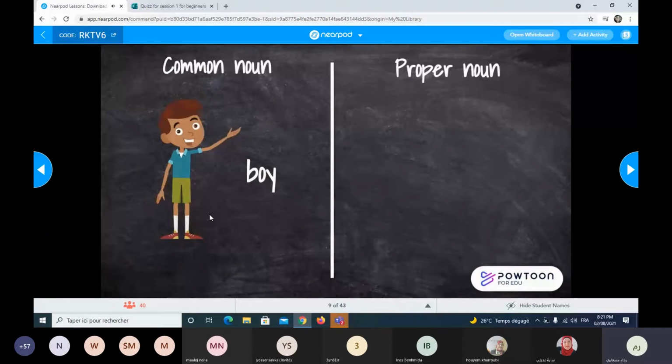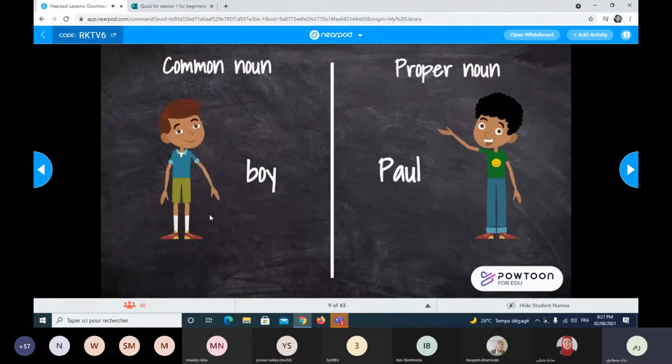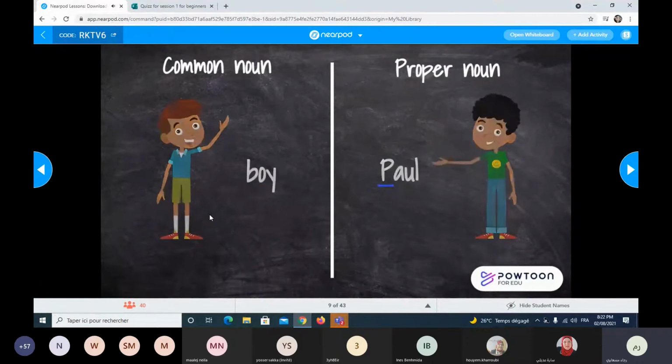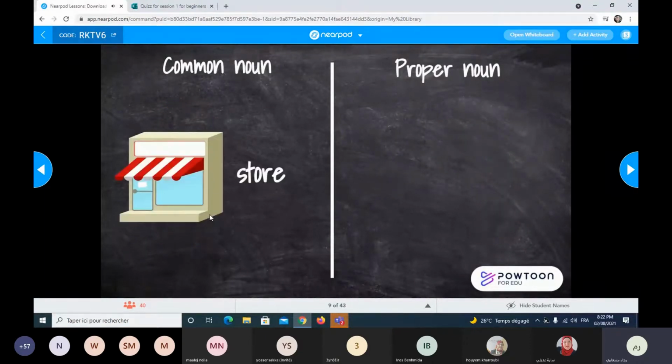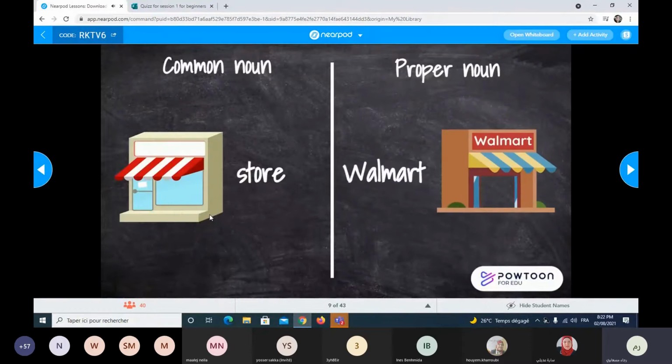Store is a common noun. Walmart names a specific store, so it's a proper noun. If I were to say mother, that's another common noun. What's your mother's name, or a name of a mother you know of? That would be a proper noun because you are naming the mother.